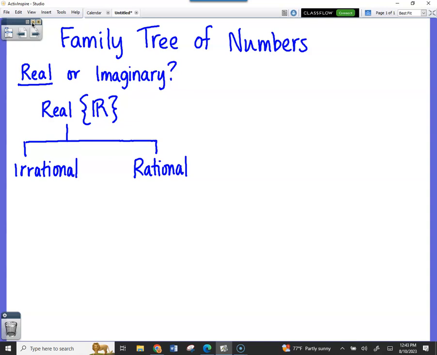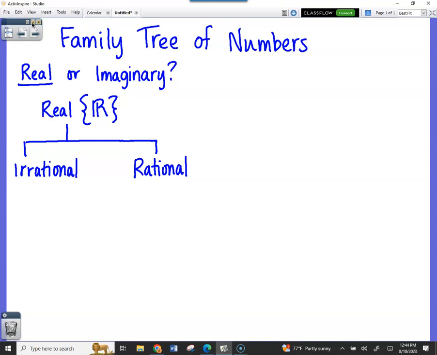So for instance, 0.232, 4, 6, 8, 12, 13, 17. I'm just going. I have no pattern. I'm going to keep going. You can't write that as a fraction. There's no pattern to it. It just keeps going. It's irrational, right?